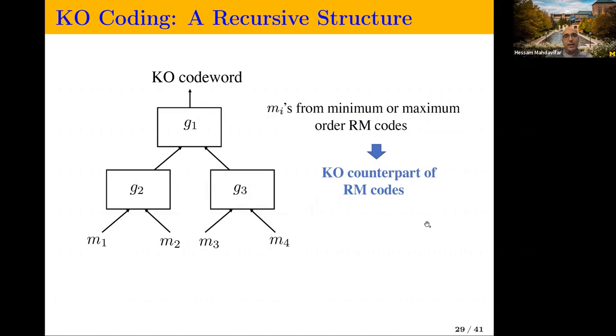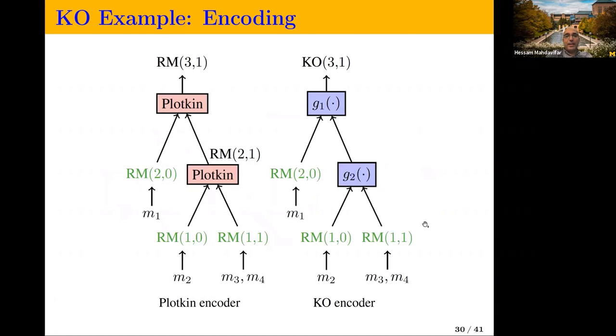Okay. And so, for example, here I'm showing the counterpart of Reed-Muller 3-1. We call it KO 3-1. By the way, KO is like knockout, but it's actually Kronecker operation. So it's based on that Kronecker operation that we have seen that is used for constructing Reed-Muller and polar, but we replaced a certain subset of them with nonlinear neural network operations.